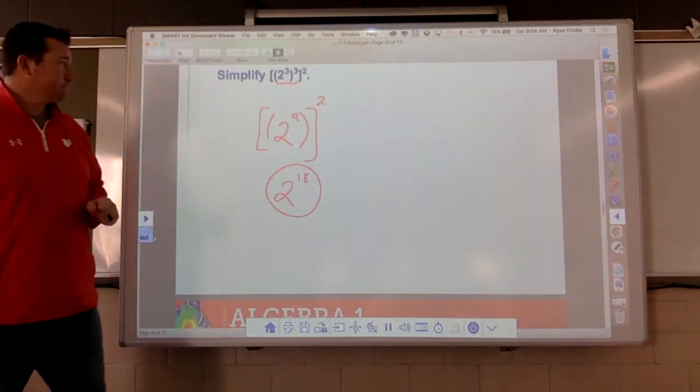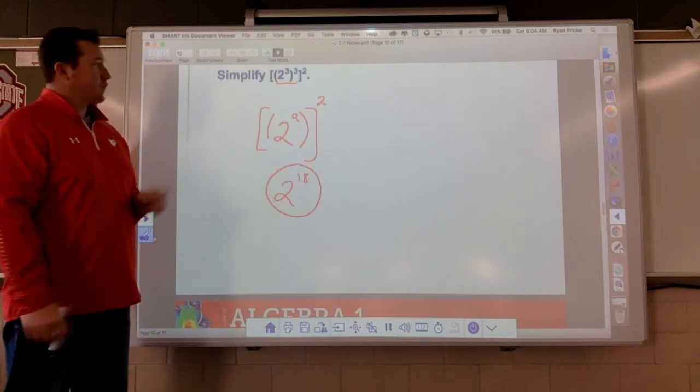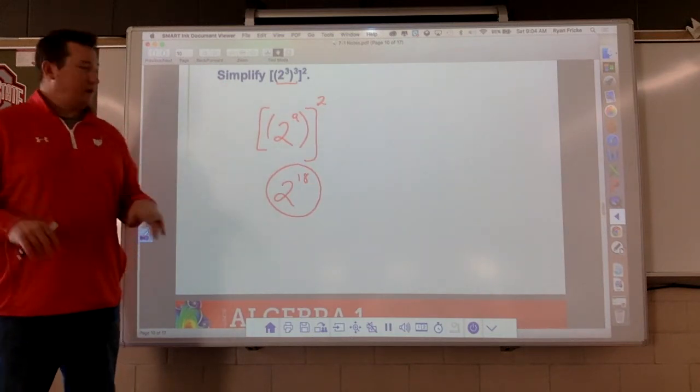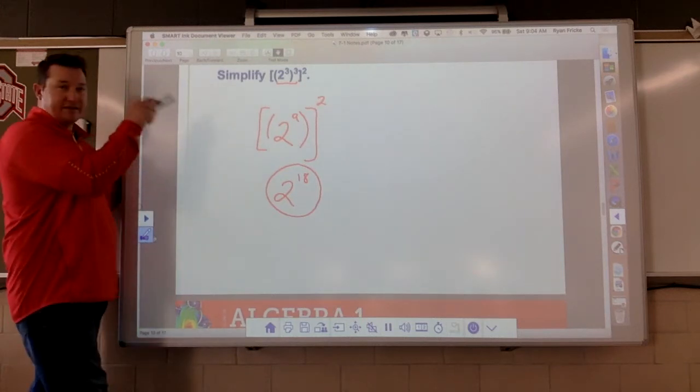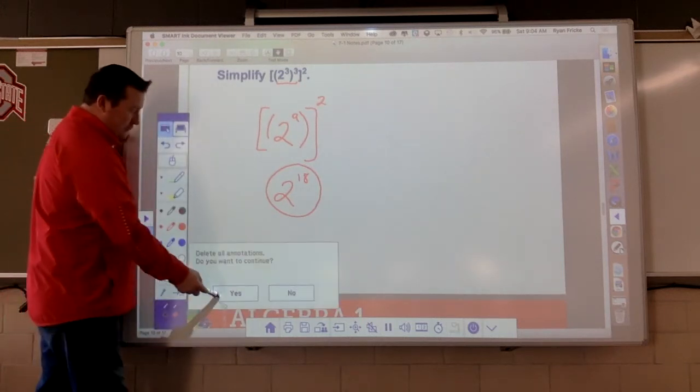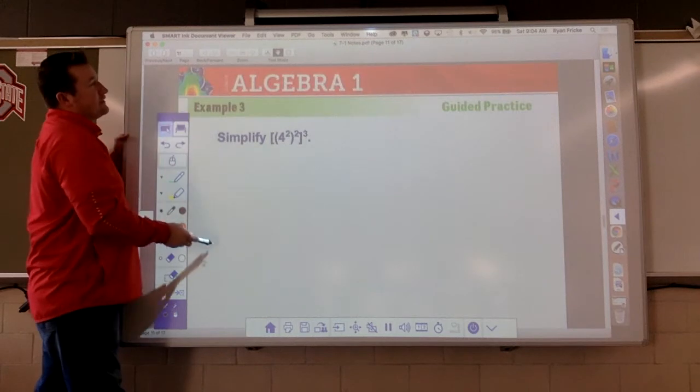That's it. Okay? I can show you the repeated multiplication way. No, I don't want to do that. Right? Just this is the rule. Use power to a power rule here.